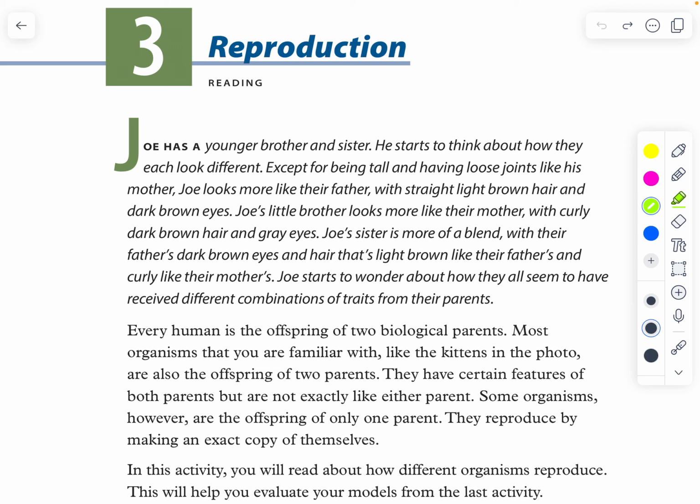Activity 3, reproduction. Joe has a younger brother and sister. He starts to think about how they each look different.